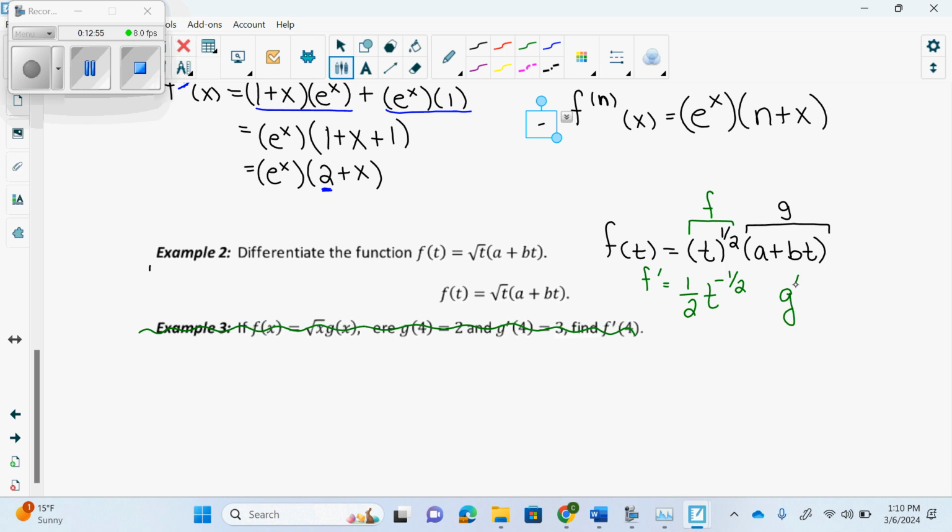What is g prime then? If a is just a number, what happens when I take the derivative of a number? It goes bye-bye. And then b of t, what if this was 6t? That's not b of t, it's bt. What if this was 6t? It would be 6. So what's bt? B. So g prime is just b. Because a and b are numbers.